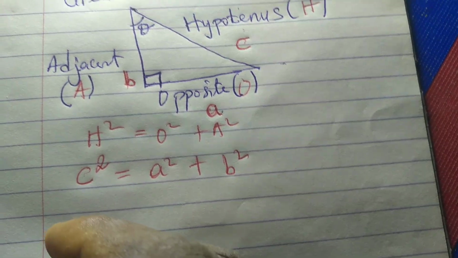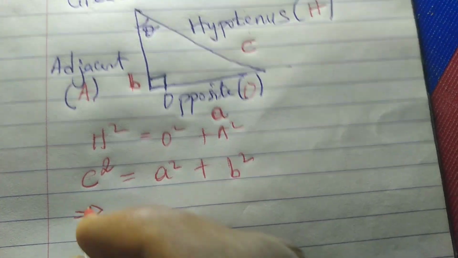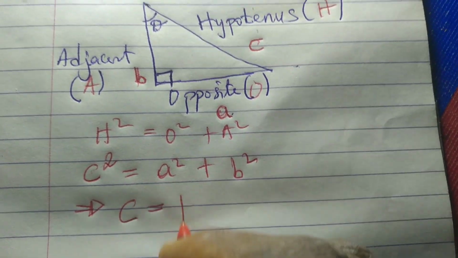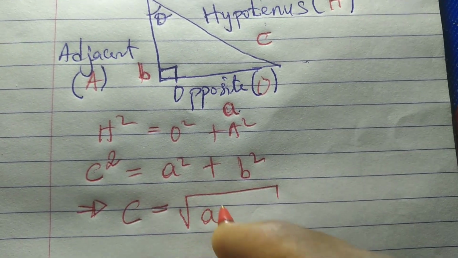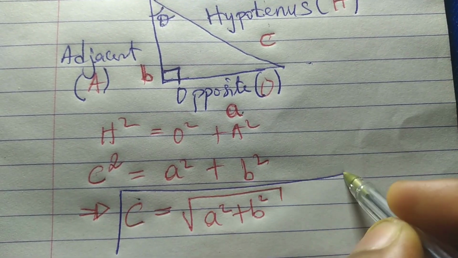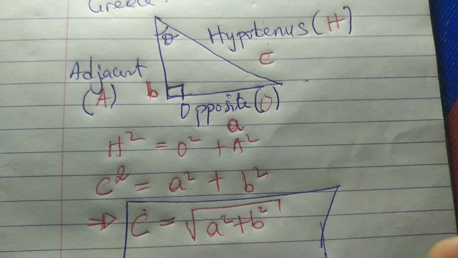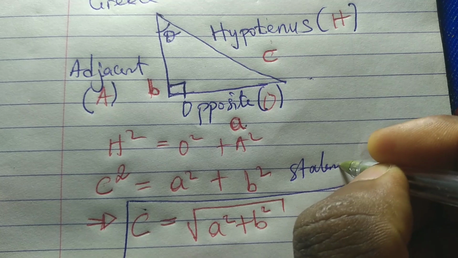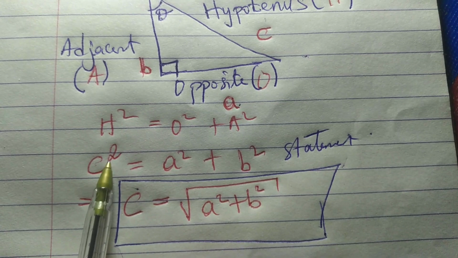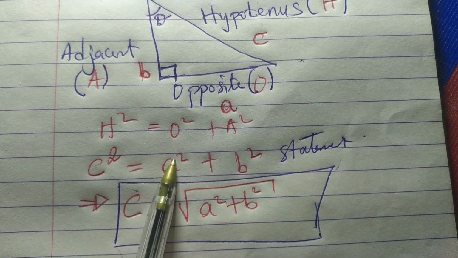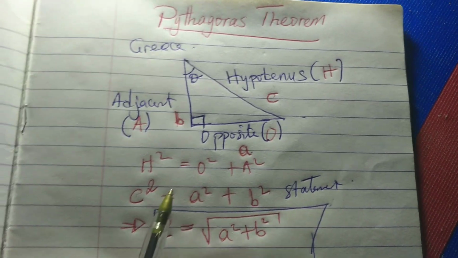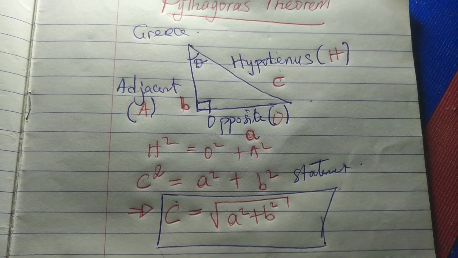Therefore, this can be reduced to C equal to the square root of A squared plus B squared, and this is the Pythagoras theorem. The statement of the Pythagoras theorem is that the square of the longest side is equal to the sum of the squares of the other two sides. So this is what the Pythagoras theorem is all about.